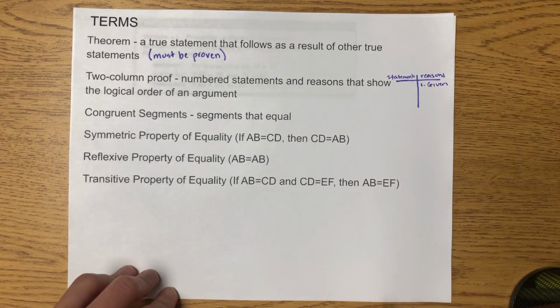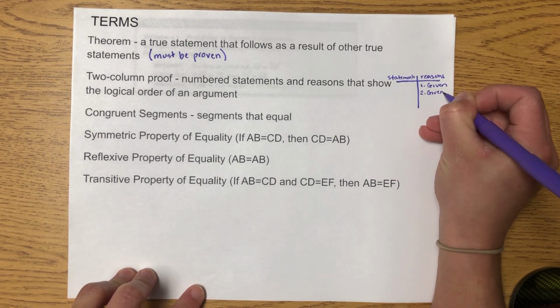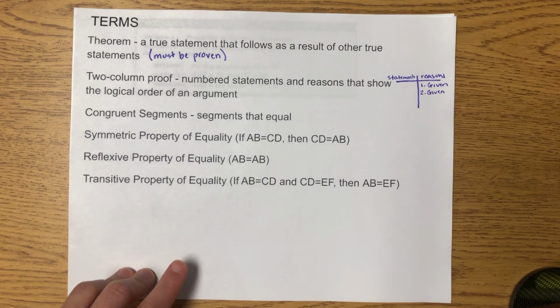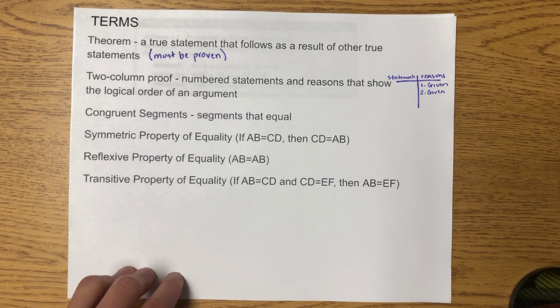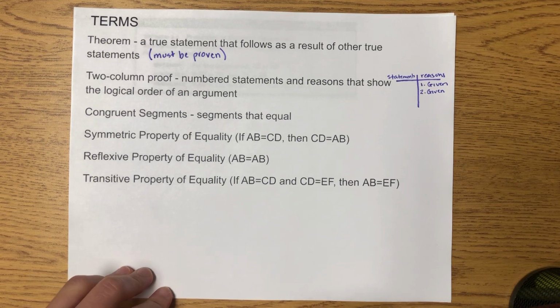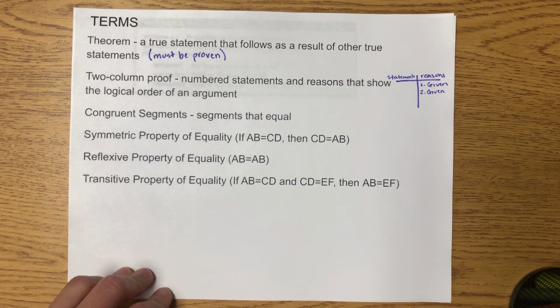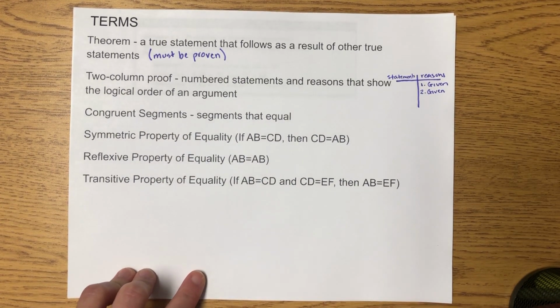Now, I'm going to tell you, you can have multiple givens. So you can have 1 or maybe even 2 reasons that are going to be given. Whatever the problem says is given, that's what you're going to list as given. So if they give you 2 items, then you're going to write 2 statements that they give you and list the reason as given. And then you're going to move into step 3, 4, or so on in order to logically prove whatever the statements are. And then we have congruent segments, where your segments are equal.